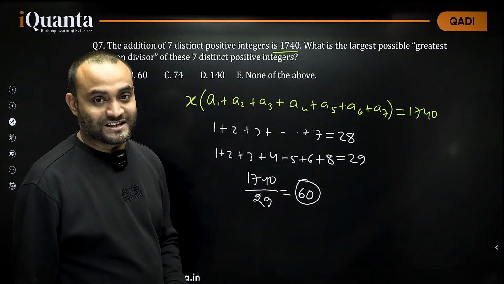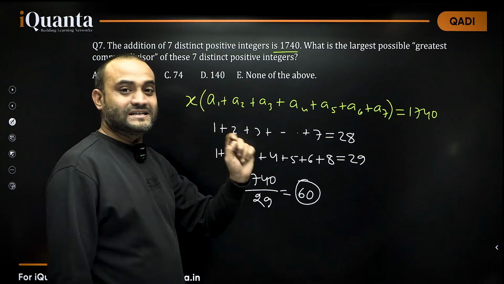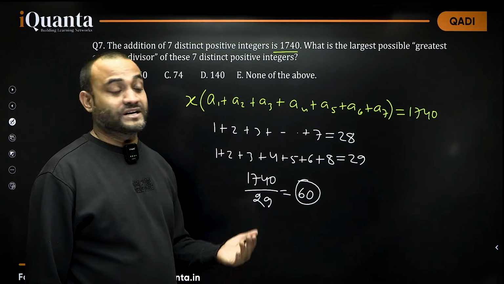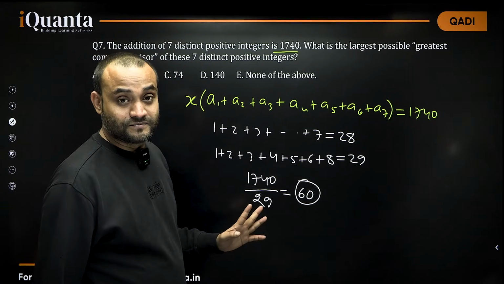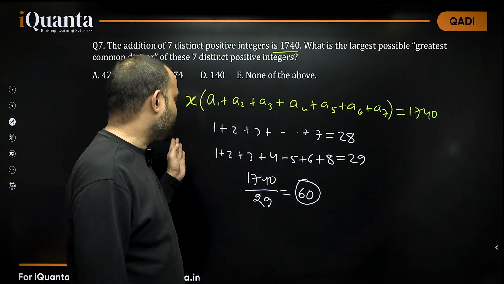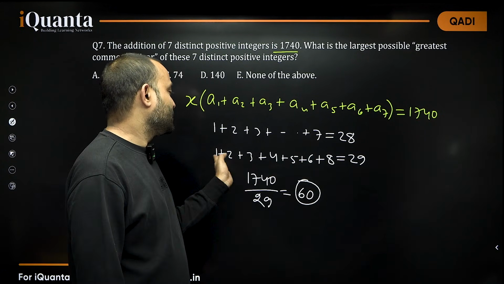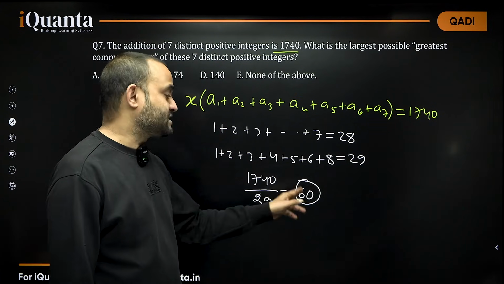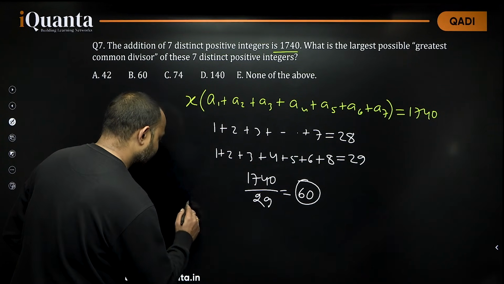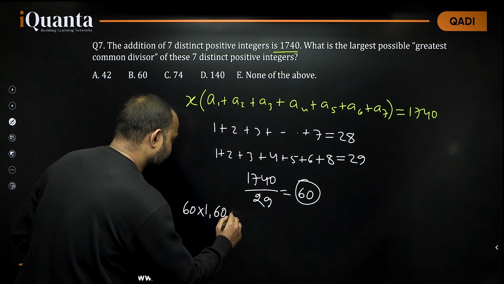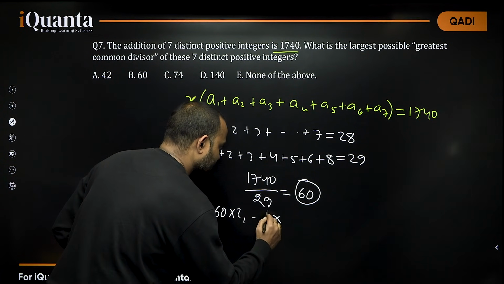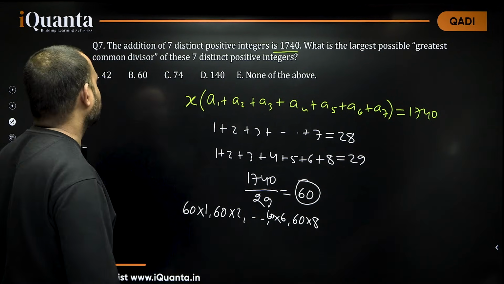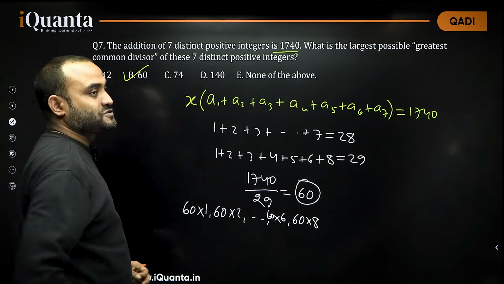It cannot be more than that because the sum of 7 distinct natural numbers given here cannot be less than 29. It can be 28, but for that X won't be an integer, right? But in this case, if I take 1, 2, 3, 4, 5, 6 and 8, then the minimum sum is 29, and in that case X maximum will be 60. So our numbers will be 60 into 1, 60 into 2, 60 into 6 and 60 into 8. The sum of all these will be 1740. If you check the options, option B is the correct answer.